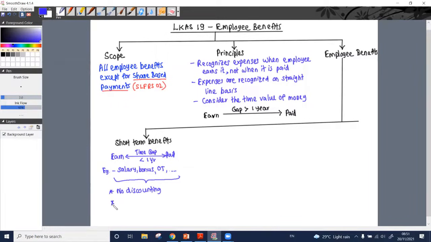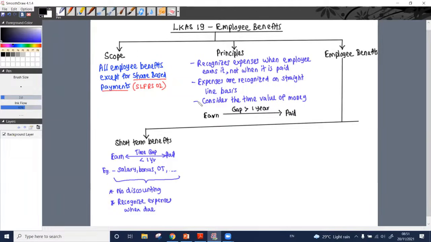And also, we recognize expenses when due. If the service was given in September, the relevant expense should be recognized for September. Recognize expenses when due. Short term benefits.